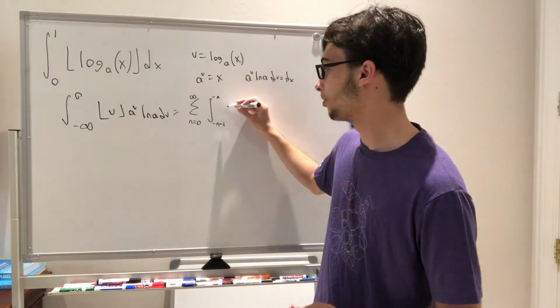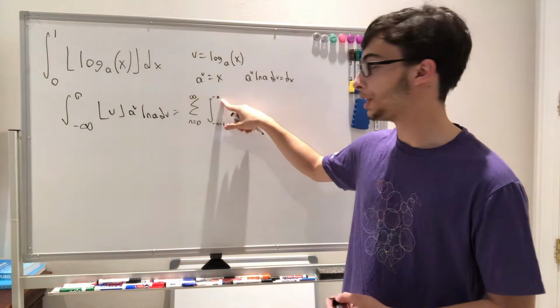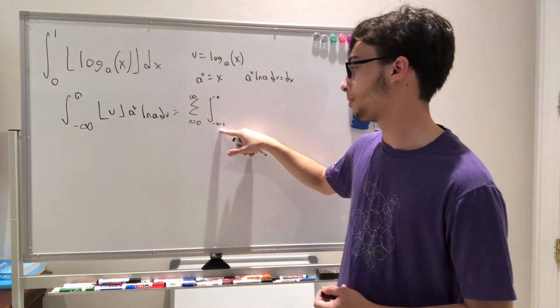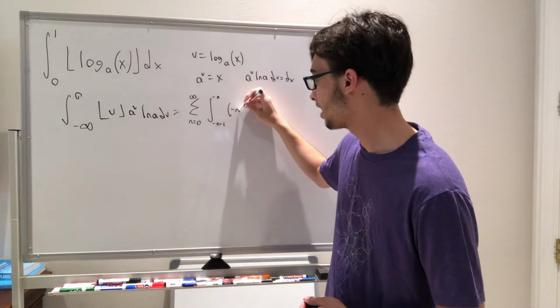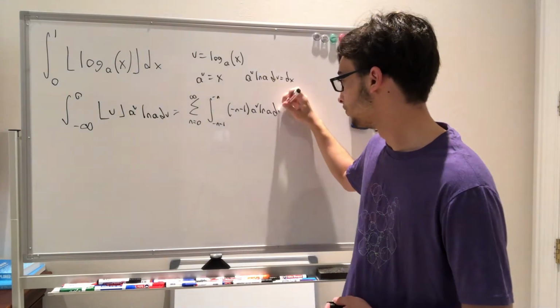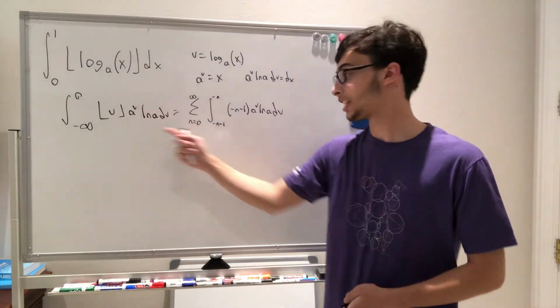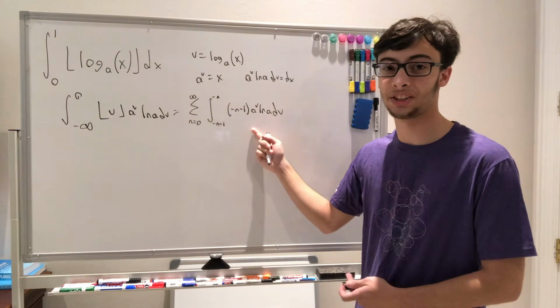We have the floor of u, but notice on one of these intervals, the floor of u is always going to be equal to negative n minus 1. So we have negative n minus 1 times a to the u ln a du. And that's why it's nice to break it up in the summation whenever you have a floor function, because now this floor function is just a constant that we can ignore in the integration.